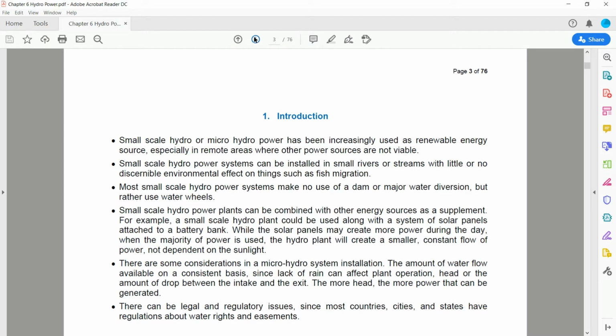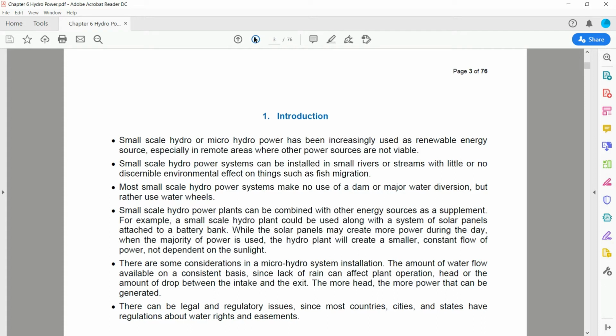Number 3, most small-scale hydropower systems make no use of a dam or major water diversion, but rather use a water wheel. So a small-scale hydropower plant can be combined with other energy sources as a supplement. For example, a small-scale hydro plant could be used along with a system of solar panels attached to a battery bank. While the solar panel may create more power during the day, when the majority of power is used, the hydro plant will create a smaller, constant flow of power not dependent on the sunlight.